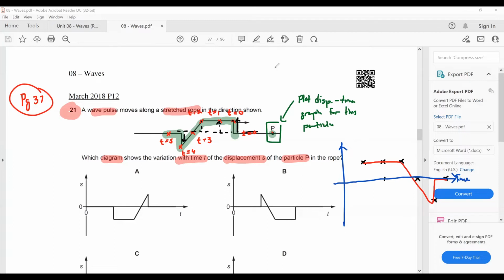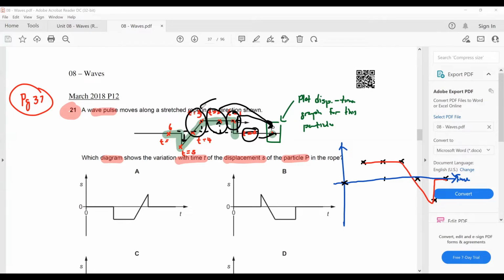Okay, so maybe I don't do it like this. Maybe I change the timing. I try to mark out a few points at different timings. t equals 0, t equals 1, 2, 3, 4, 5, and 6. So I now try to trace out the displacement at that particular time. This part at t equals 0 will reach here first, so it's here. This part will reach this point at t equals 1. This part will reach this point at t equals 2.